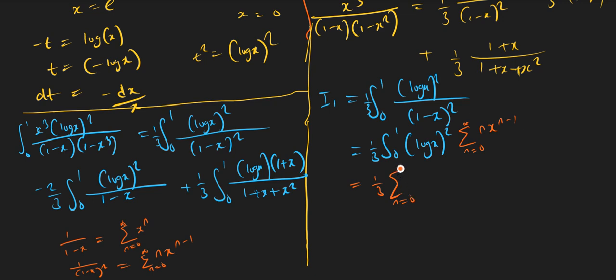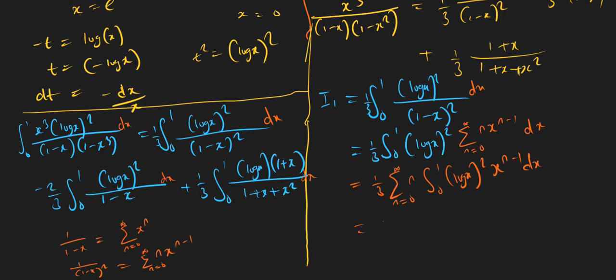as n runs from 0 to infinity of n, then you have the integral from 0 to 1 of logarithm of x all squared times x to the n minus 1, of course dx. Don't worry, we are putting the x to all of them. You are taking the derivative with respect to x, of course. Sorry, my bad. So this is the x.